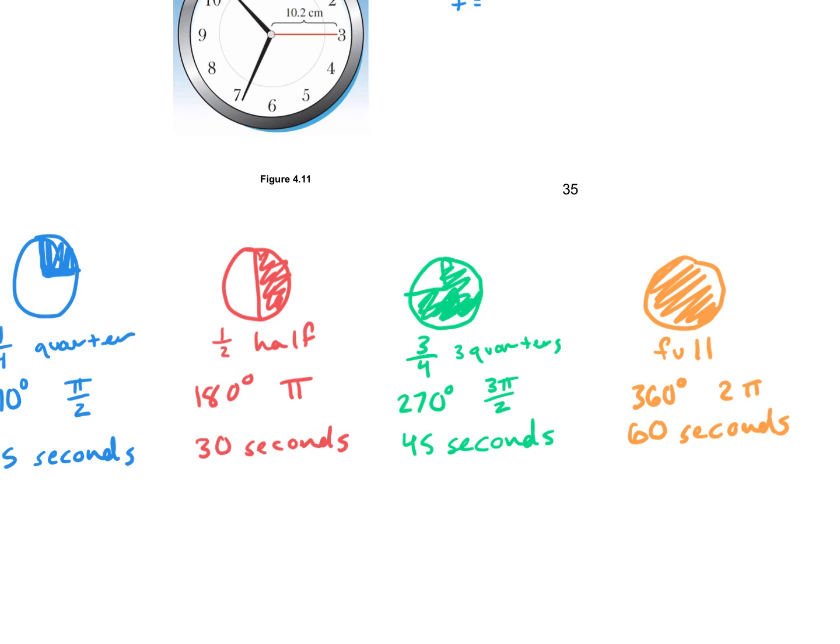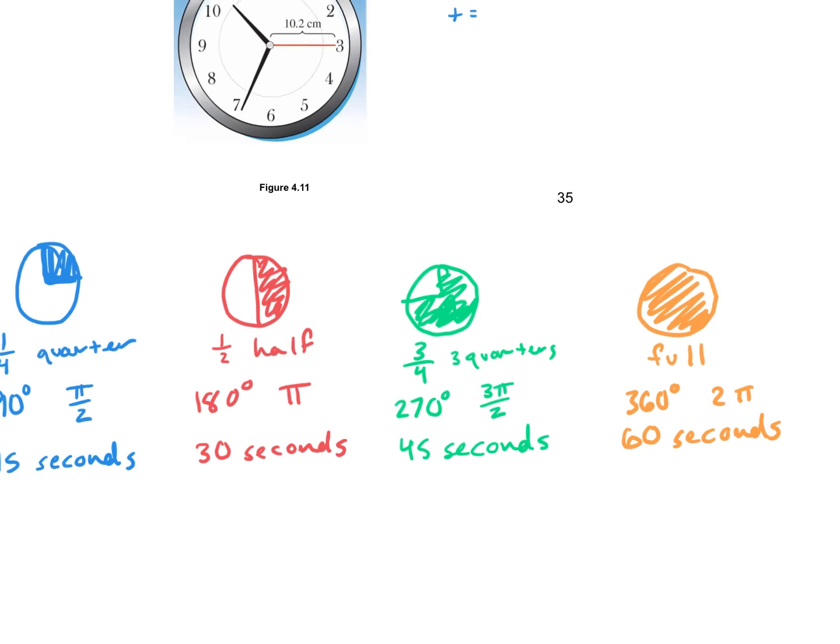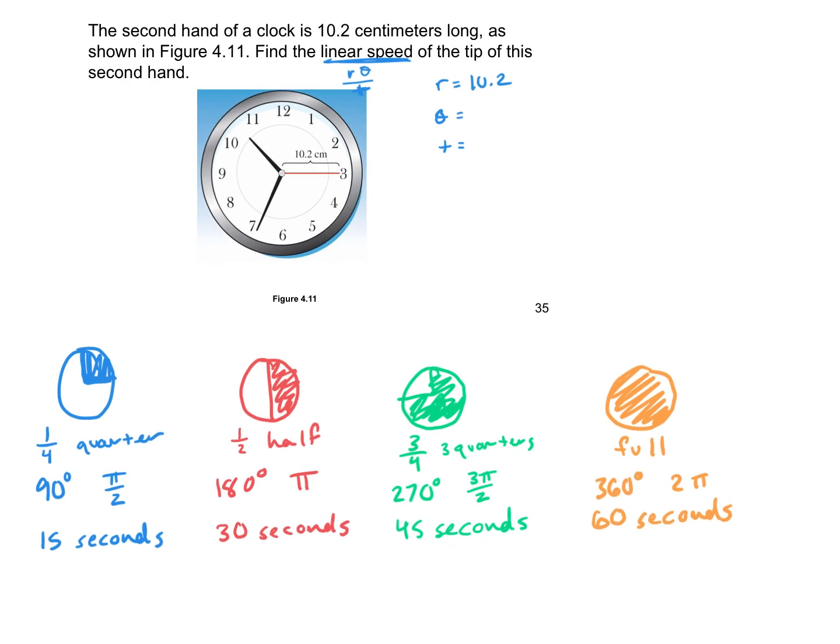We're only going to use seconds? When dealing with a clock, yeah. Are we going to put the clock problem in? Possibly.